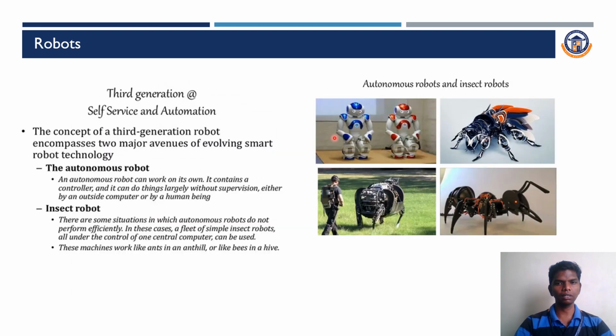And this is the third generation of robot: the autonomous robot or insect robot. This diagram is an autonomous robot, and these two diagrams are insect robots. An autonomous robot can work on its own. We all know that without the help of a human being, the robot can perform on its own. There are some situations in which autonomous robots do not perform efficiently. In this case, the insect robot can perform.